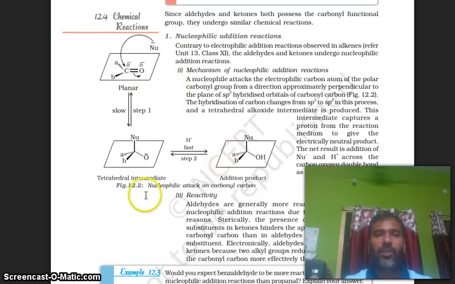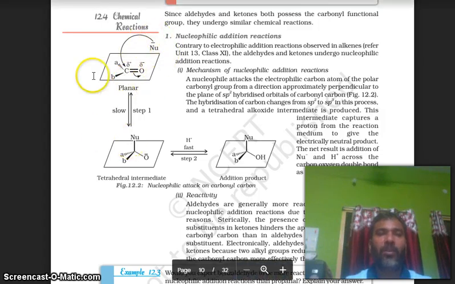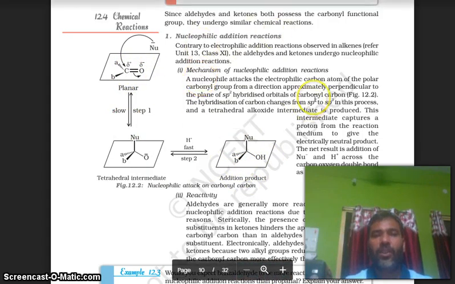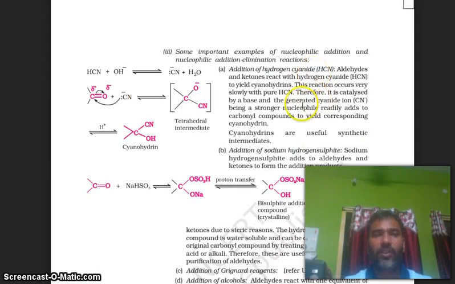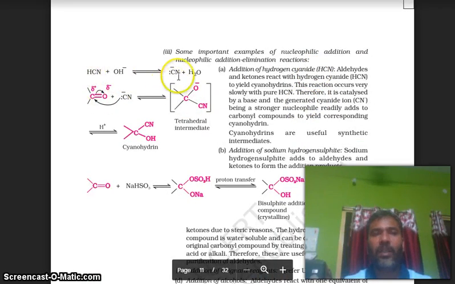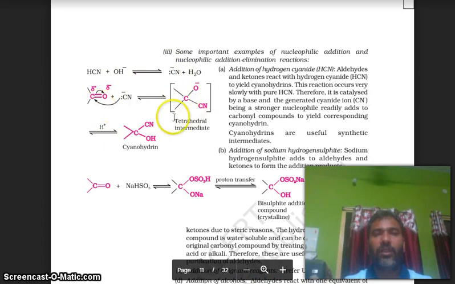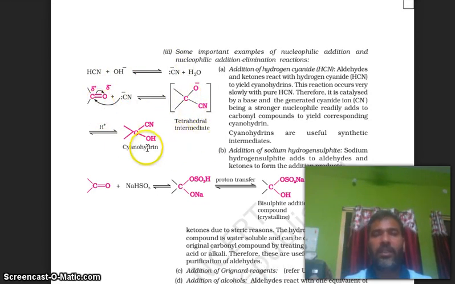So chemical reactions: you know this double bond has a partially negative charge on oxygen and a partially positive charge on carbon. So this is planar. The nucleophile will come from the upside or downside, both, and they form these addition products. This is the double bond. So nucleophilic addition reactions. You see HCN, OH minus, cyanide is the nucleophile. Cyanide attacks this carbonyl forming a tetrahedral intermediate and then cyanohydrin.